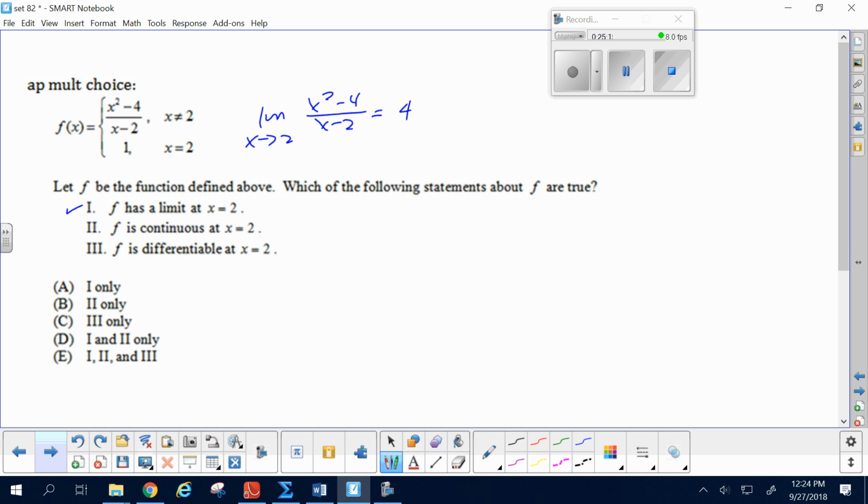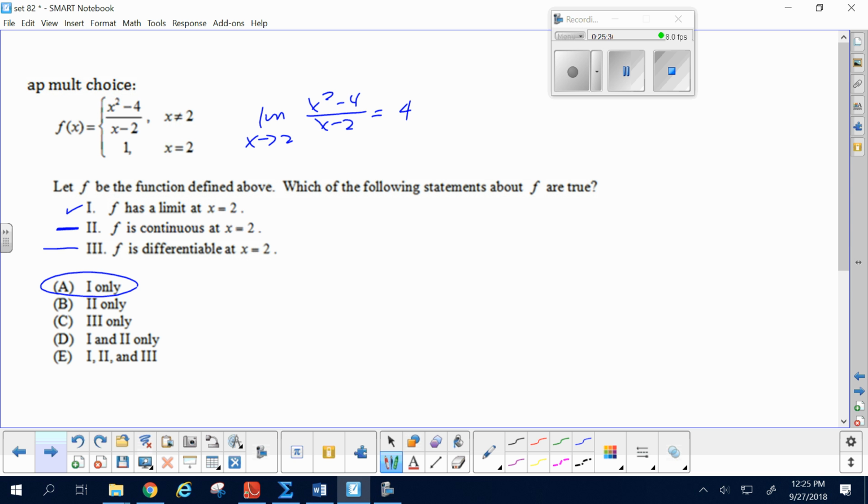Is f continuous at x equal 2? No. Okay, so that's not true because the point doesn't fill the hole. This is a fill-the-hole kind of problem, so that's not good. And then what about 3? F is differentiable. Do I need to get into the derivatives? Why not? It's not continuous. The differentiability is not even going to happen.